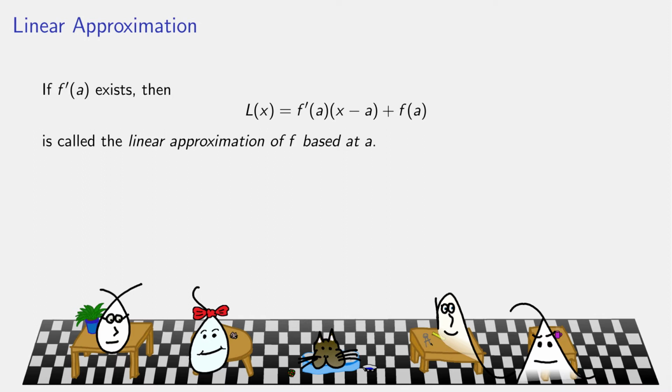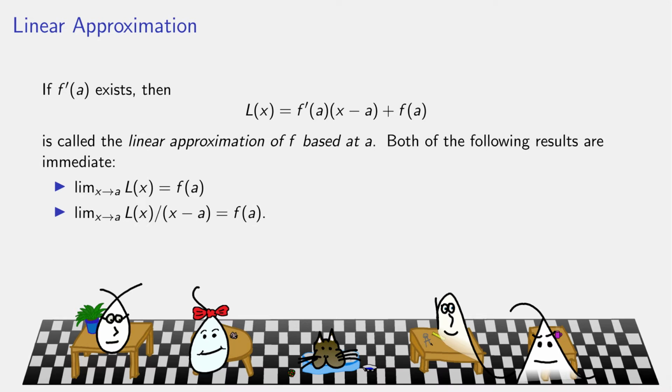It's called the linear approximation of f based at a, from which both of the following are very immediate. This first one is just the fact that I have a line, aka a polynomial of degree 1, it's continuous. So the limit as x approaches a of L of x is just what happens if I plug in x equals a, and that quickly evaluates to be f of a. But you can also divide L of x by x minus a, and still end up with the limit f of a, and for that you're just going to rely on the definition of the derivative of the linear function.